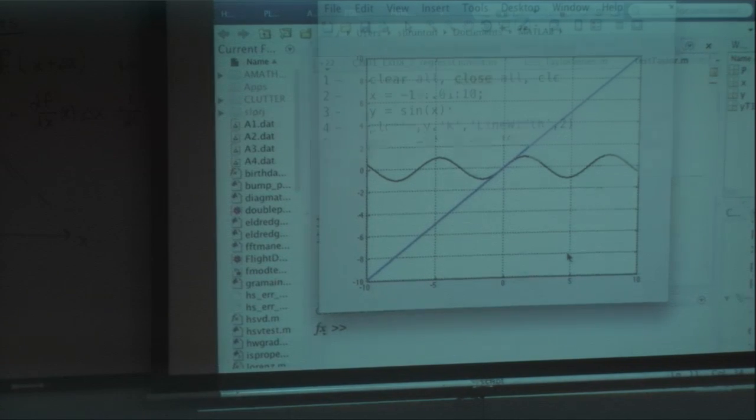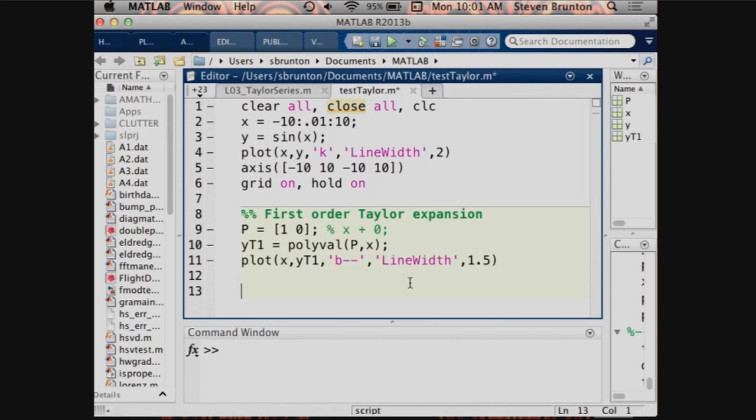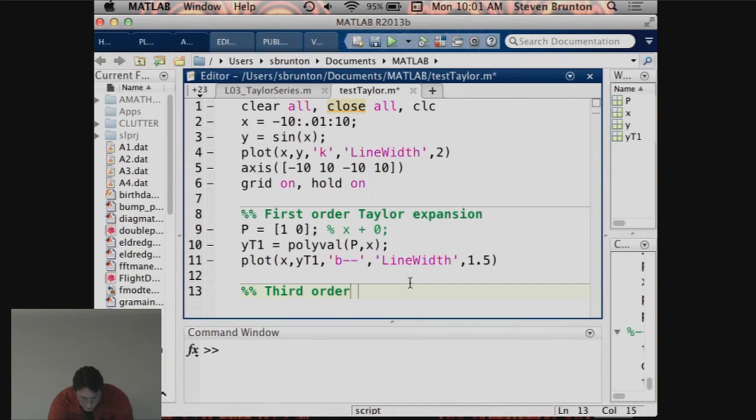Okay, now let's do a third order Taylor expansion. So this is on the homework. I just posted the homework this morning. I wrote it just before coming to class. And there's going to be an example like this where you're going to compute a Taylor series and then plot it. Okay, so this should be easy.